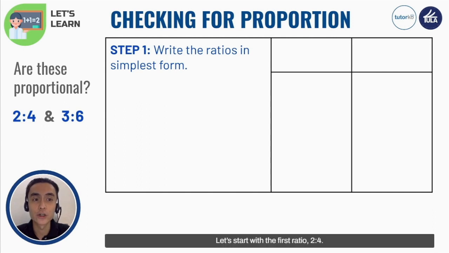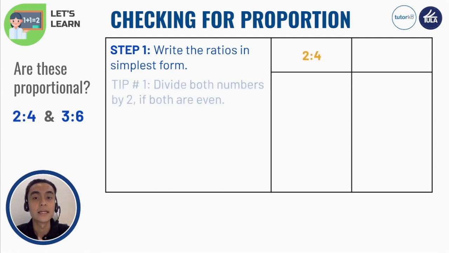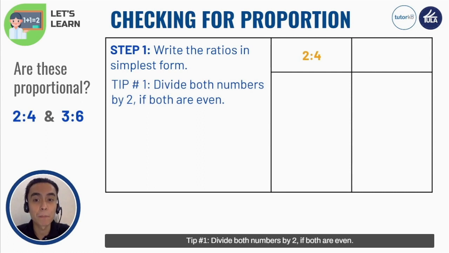Let's start with the first ratio, 2 is to 4. Remember, there are 3 tips to simplify ratios. Tip number 1, divide both numbers by 2 if both are even. In the ratio 2 is to 4, both numbers are even, so we can divide them by 2. Let's start with 2. 2 divided by 2 is equal to 1. Next, let's divide 4. 4 divided by 2 is equal to 2. This makes our new ratio 1 is to 2.